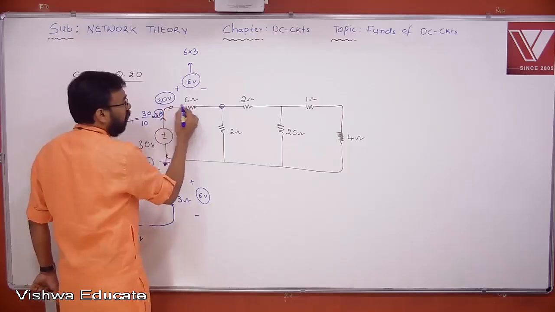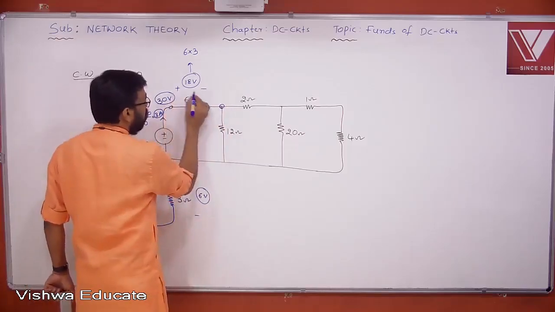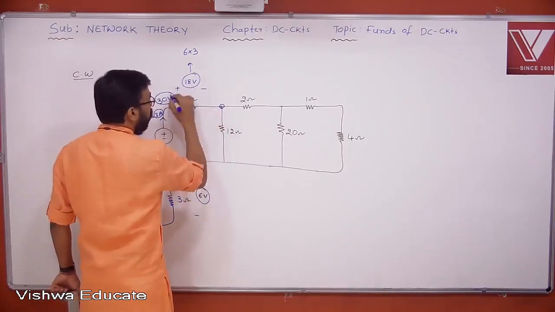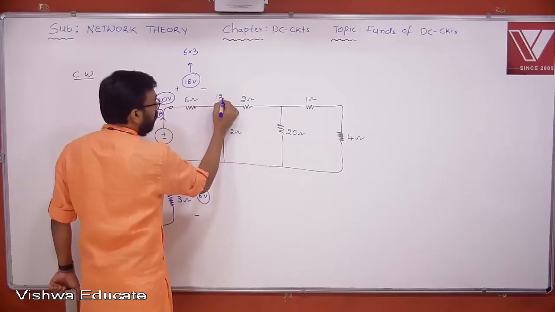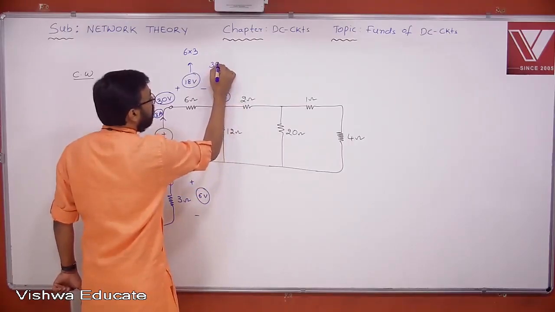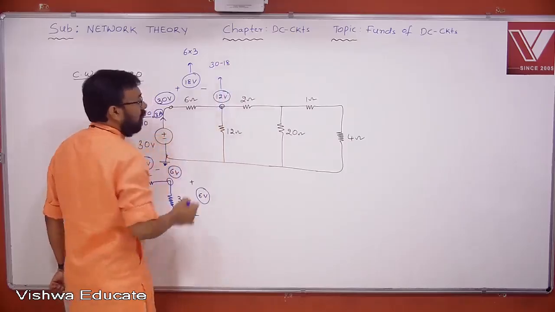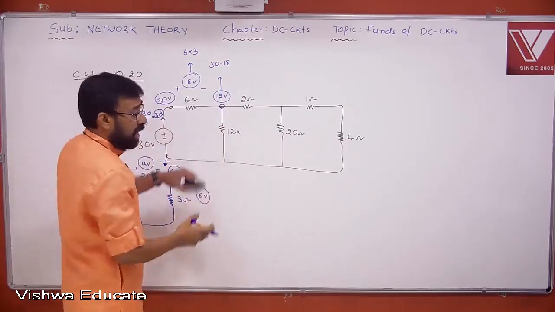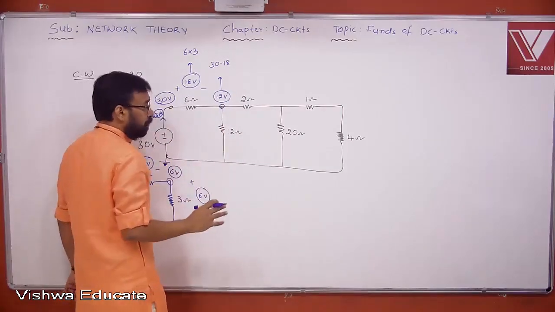Now, jump from this point to this point. You are jumping from higher potential to lower potential. You drop the voltage. If you drop the voltage, what is the remaining voltage here? 12 volt. This you got 30 minus 18. I'm just writing all the details, okay? Because this is the first example, let us write everything clear.